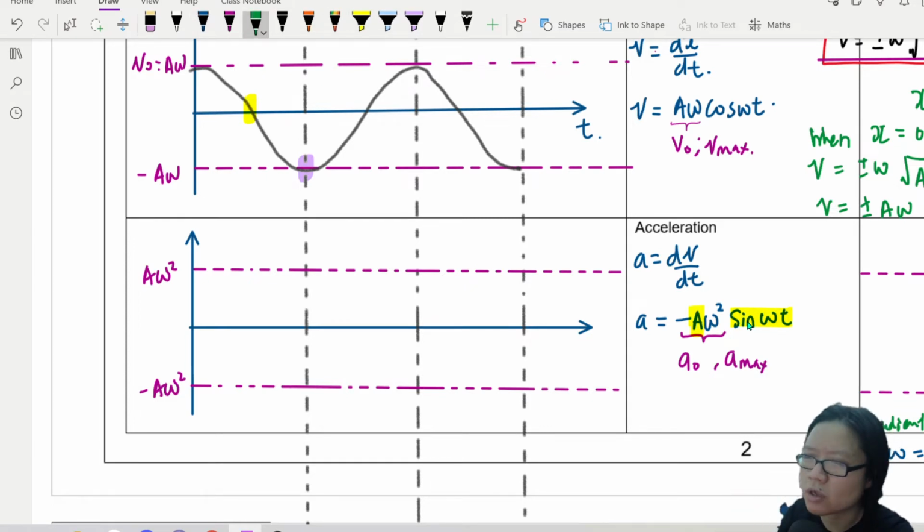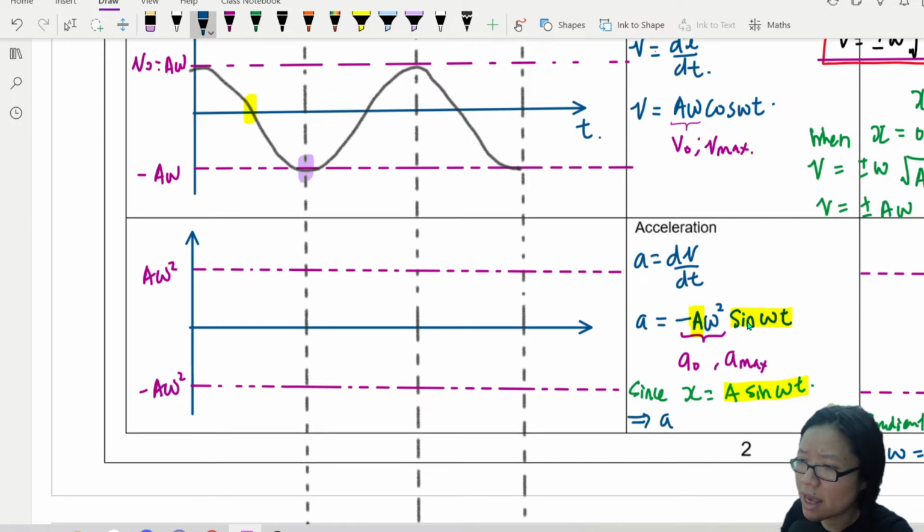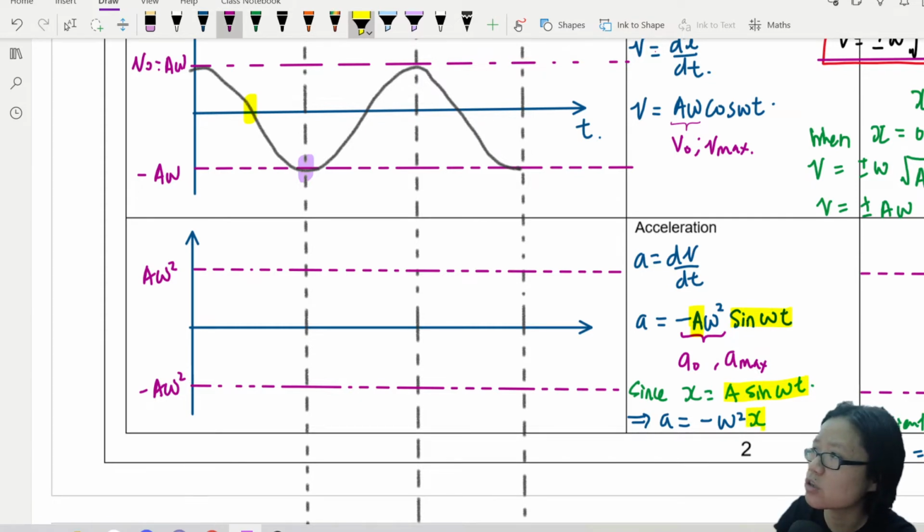I'll write here for you. I'll say something along the lines where, since x is equal to A sine omega t, then I have a is equal to negative omega square x. Wow, teacher, we are back at the defining equation of simple harmonic motion. It's like we went one big round and then we are back here. Yes, that's why this is the defining equation of simple harmonic motion. No matter where you run, no matter where you go, a is proportional to negative x because you're oscillating.